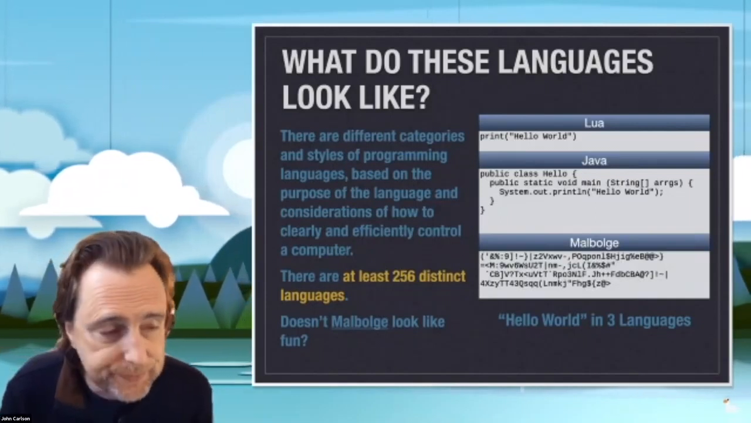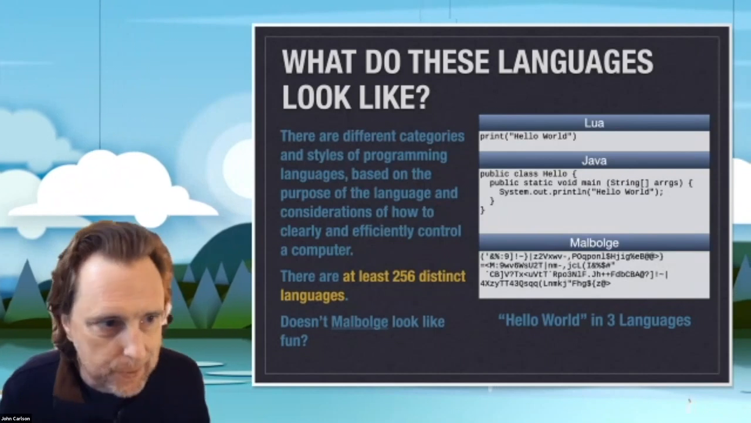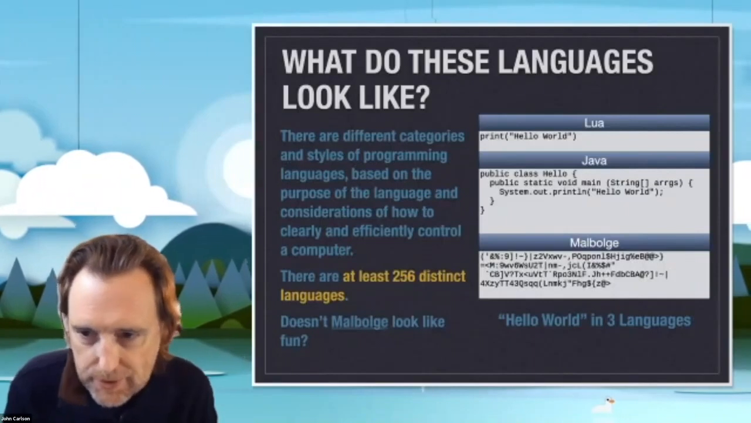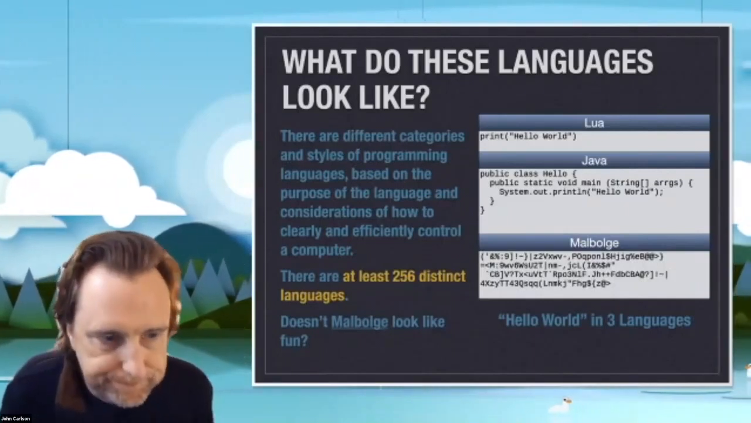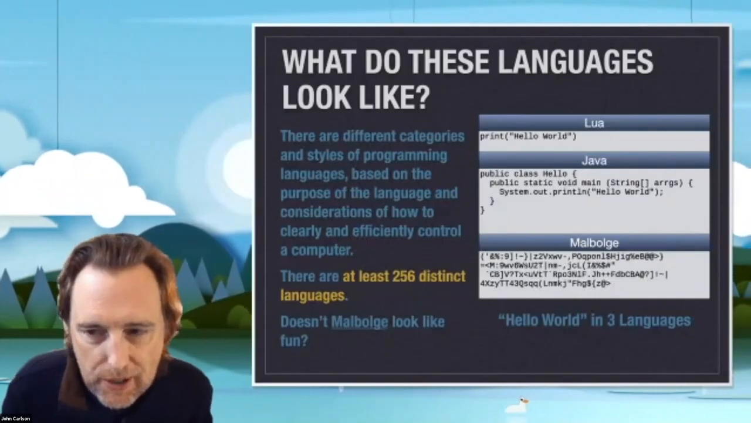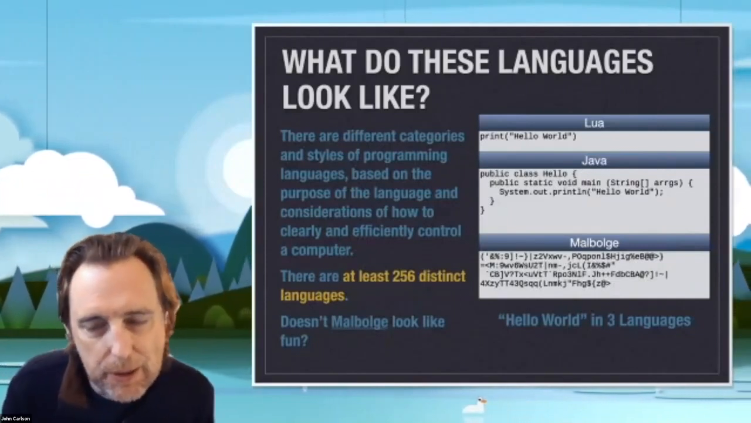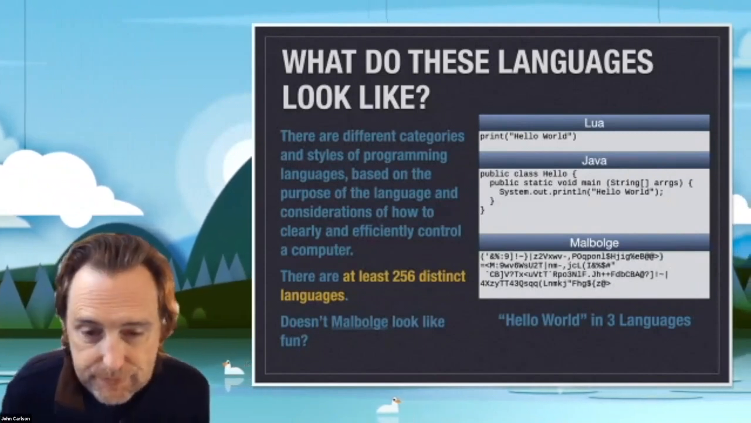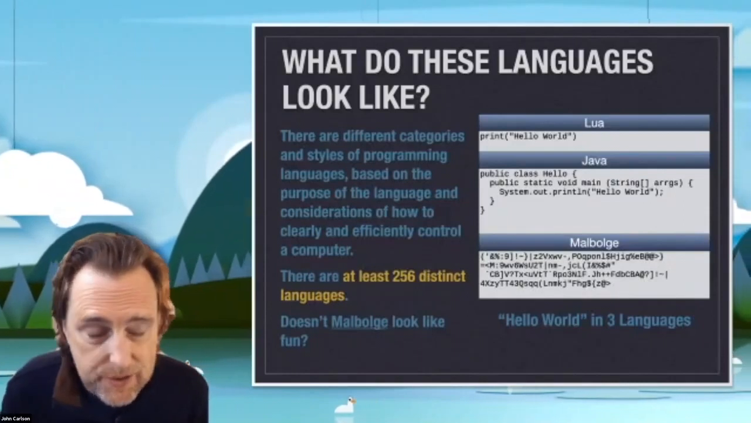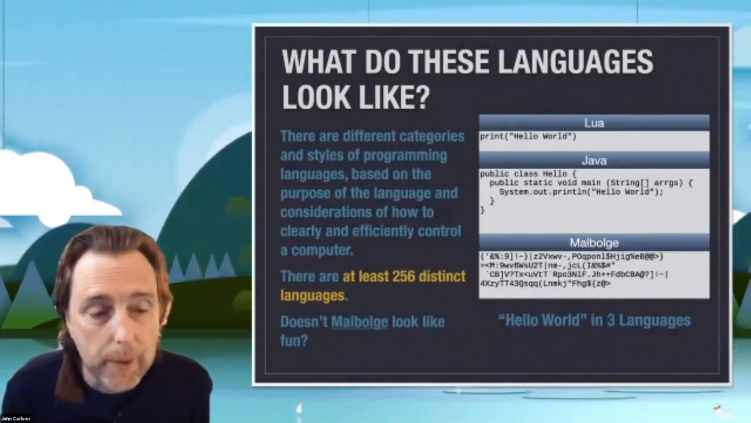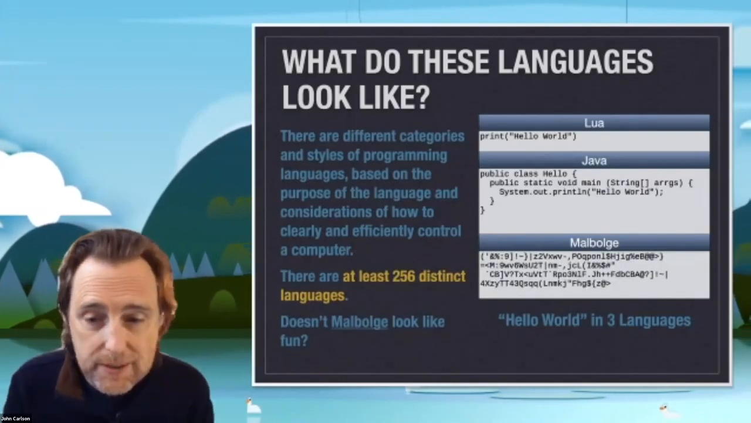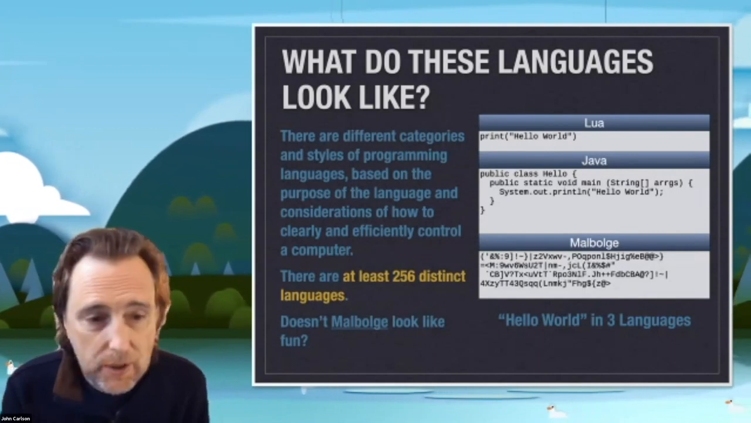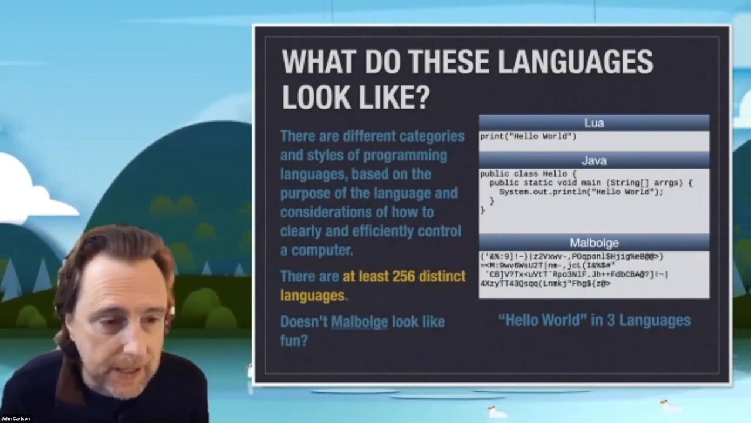You can see the table has 3 different languages and 3 different Hello World programs. Lua just says print hello world, which we did last time, super easy. Java in the middle says public class hello, public static void main, system out print line hello world. It does the same thing as the Lua statement does. It's just more complex because Java is a more complex language. It's a general purpose, object-oriented programming language. Lua is what is typically referred to as a scripting language.